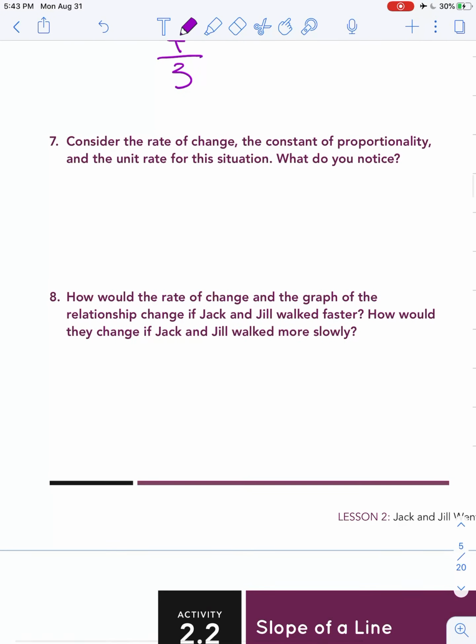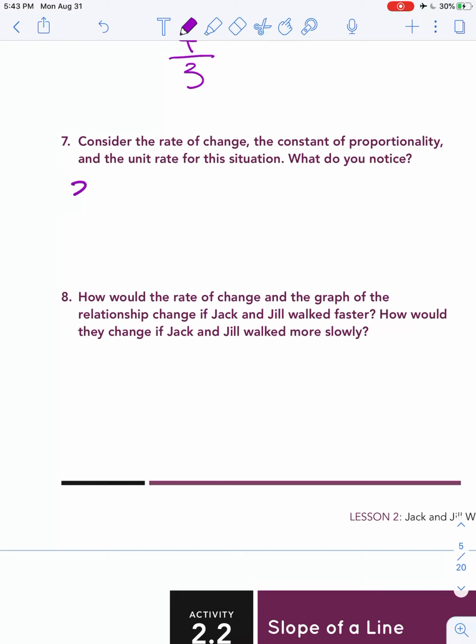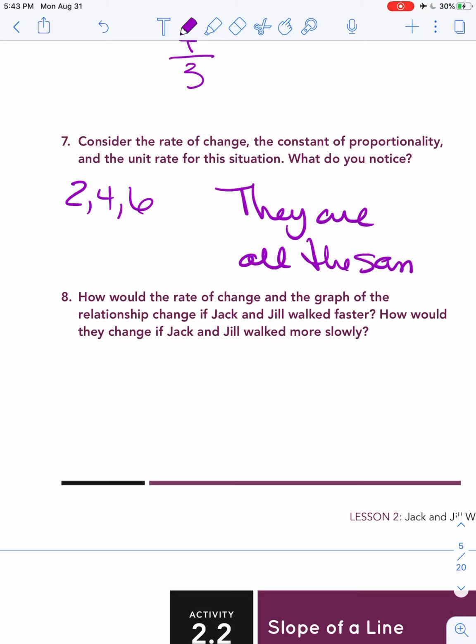I'm going to give you a second to think about this one. Consider the rate of change, the constant of proportionality, the unit rate. So 2, 4, and 6. Look back at those questions. What do you notice about all 3 of them? They are all the same.